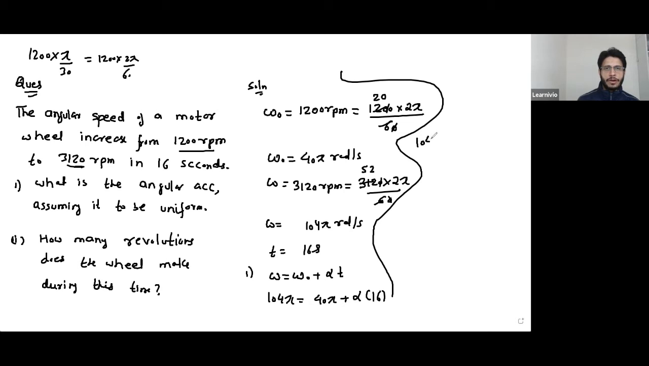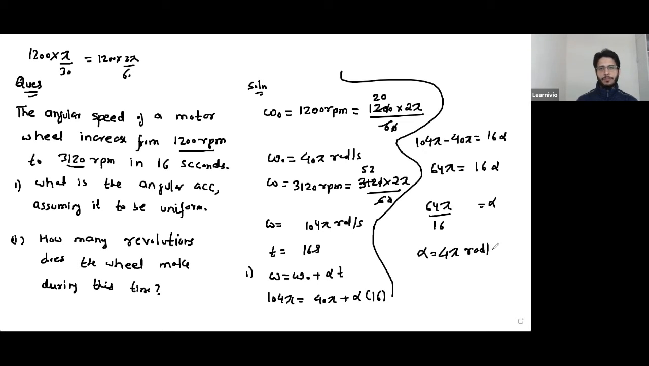So you can write this as 104 pi minus 40 pi is 16 alpha. So this will be 64 pi will be 16 alpha. And your alpha is basically 64 pi by 16. Your alpha comes out to be 4 pi radian per second square. So that is alpha, 4 pi radian per second square. Once you have alpha, you can calculate theta.